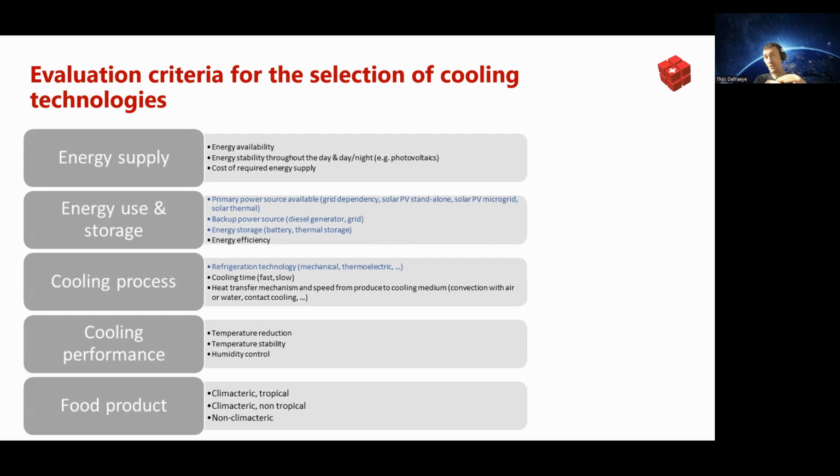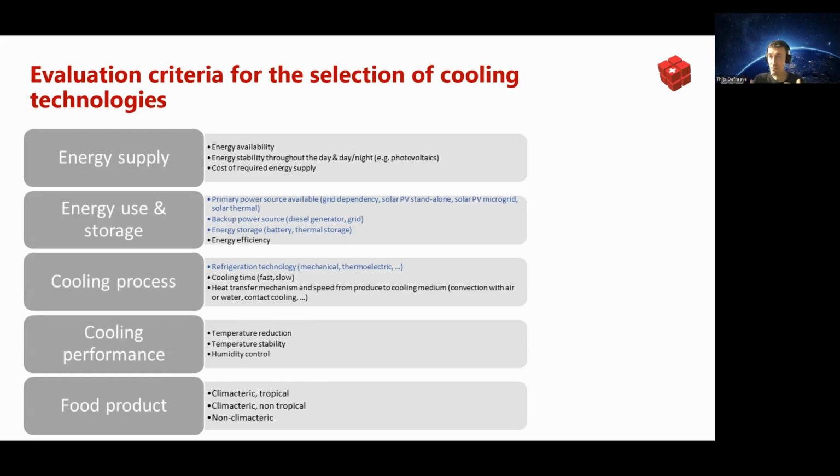To which degree? How stable is the temperature throughout the day? And is there some kind of humidity control, or do I have to be a little bit mindful of that? And then finally, you're looking at food products. So you have different types of food products which need to be stored at different types of conditions. You have climacteric and non-climacteric fruit, which either ripen after harvest or don't ripen after harvest. So it's very good to be aware of this.